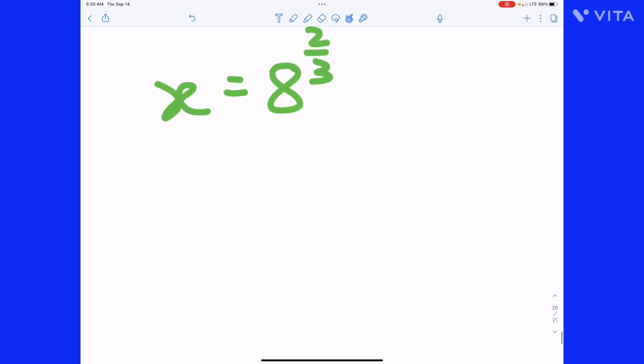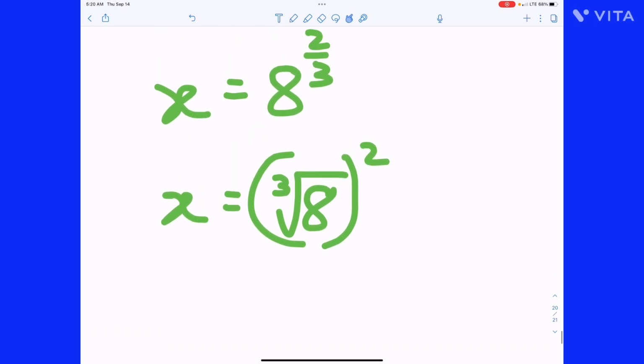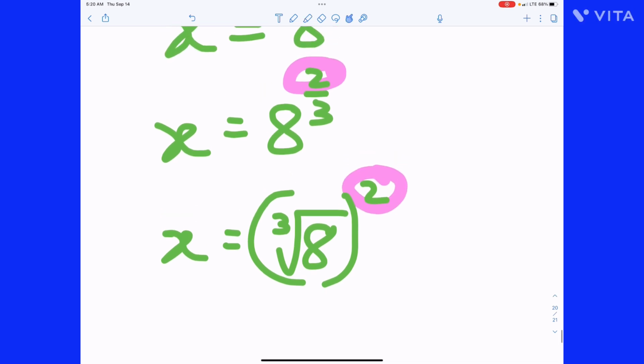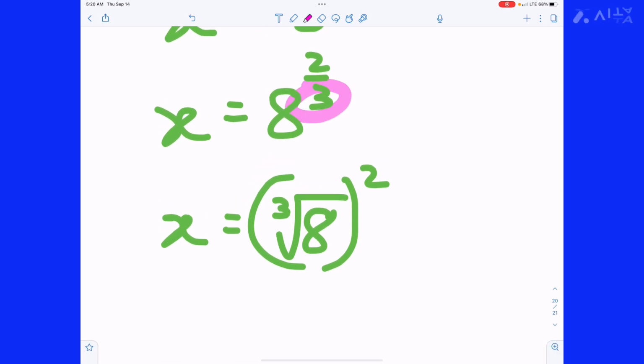Now with 8 raised to power 2 over 3, what's your x? X is cube root of 8 squared. Can you see that? The denominator becomes the root, and the numerator becomes the power. So that's how we do fractional indices. This denominator 3 becomes the root, and this numerator 2 becomes the power. So take note of that.